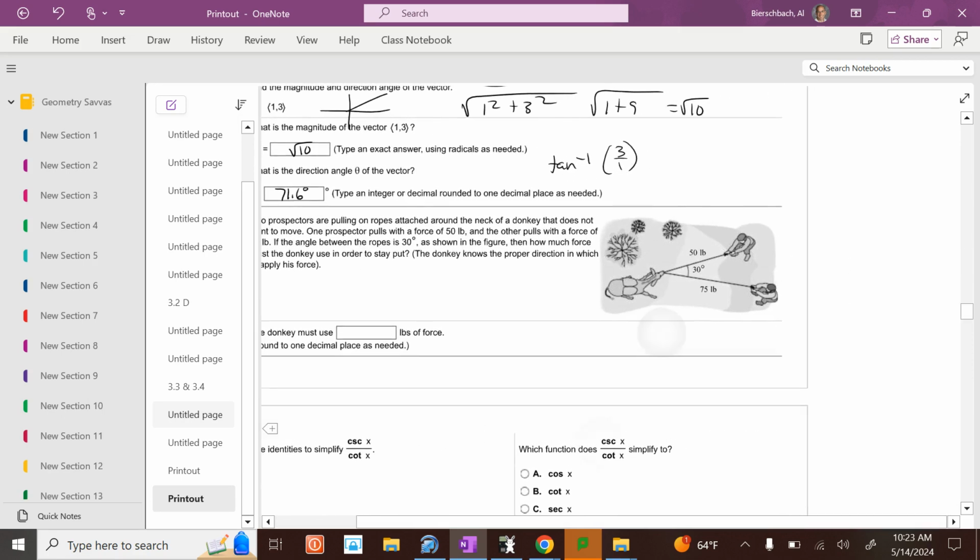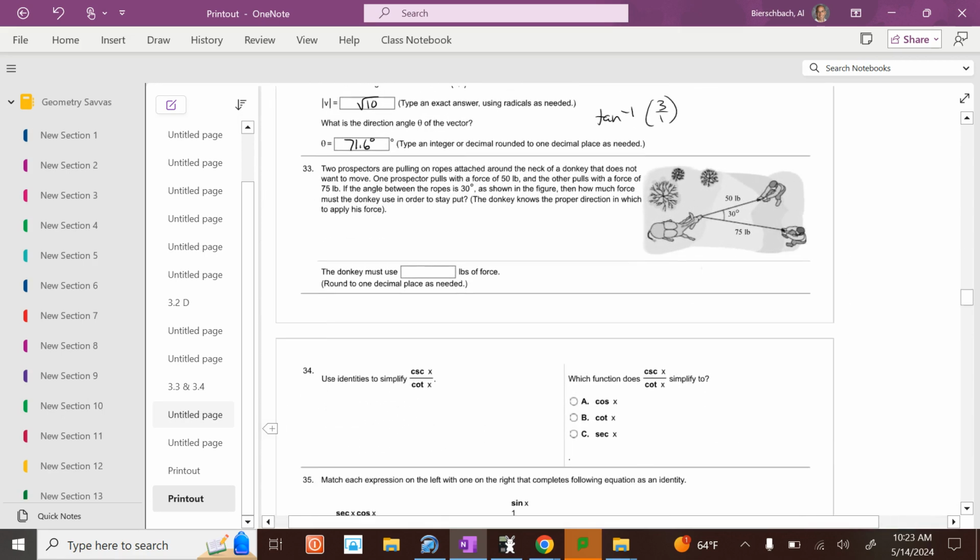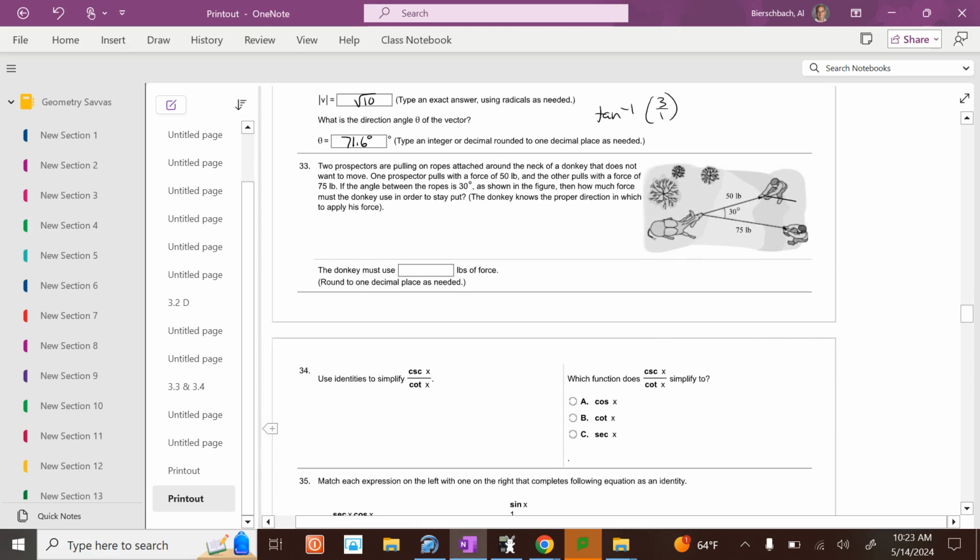You had to know my most favoritist of all time problem, the donkey problem, would be on here. So you draw a parallelogram. If this is 30 degrees, this would be 150 degrees. We draw this across. That's the force that the prospectors are pulling. And if the donkey is staying, it's an equal and opposite force.